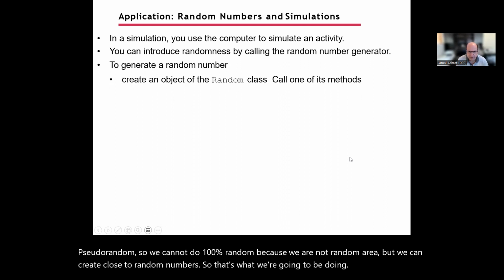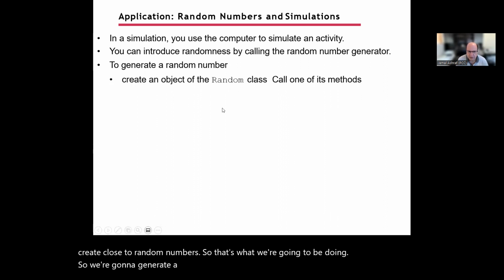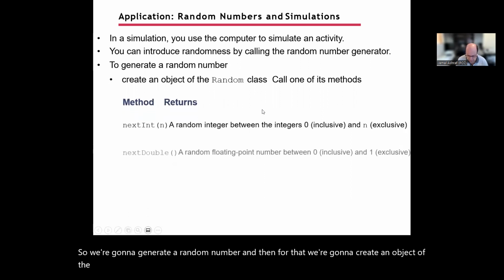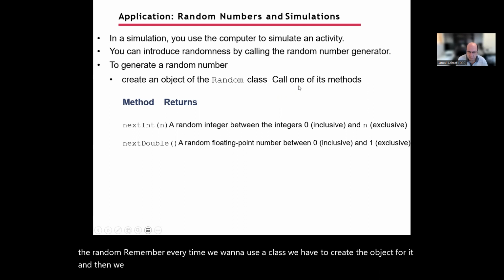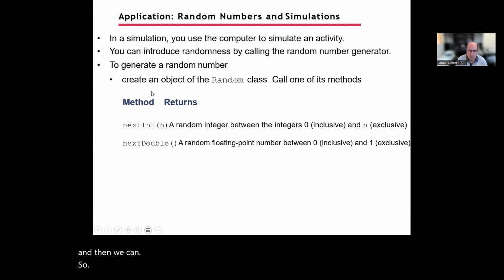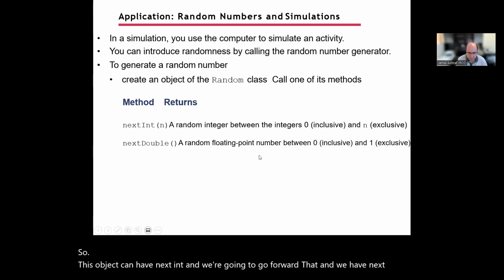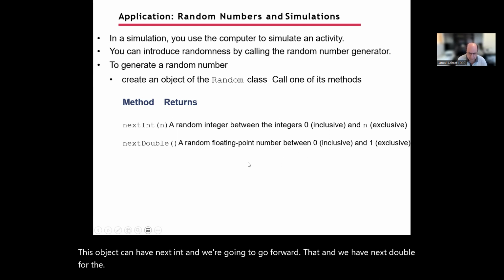So we're going to generate a random number, and then for that, we're going to create an object of the Random class. Remember, every time we want to use a class, we have to create an object for it, and then we can call it. So this object can have next int, and we're going to go over that, and we have next double for the one with the decimal points.